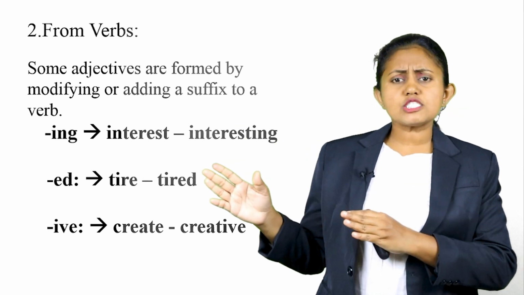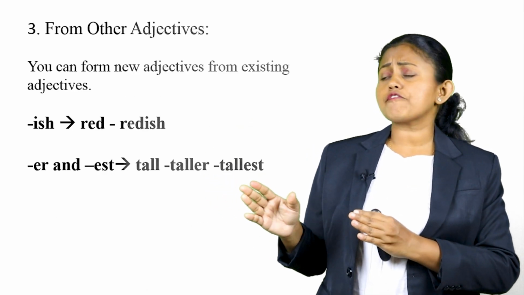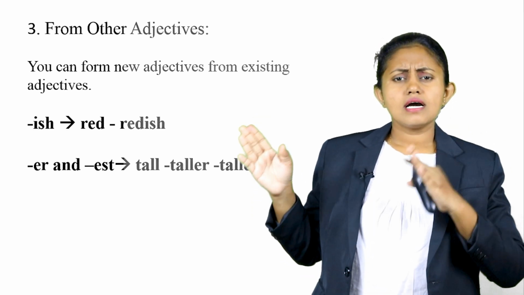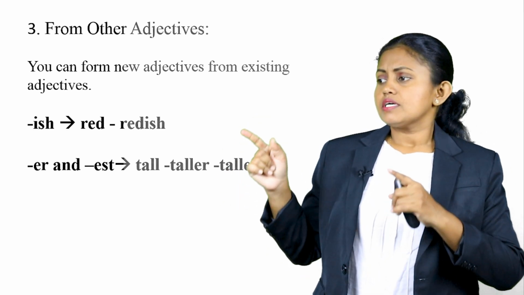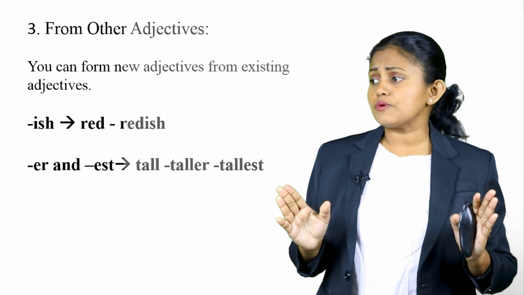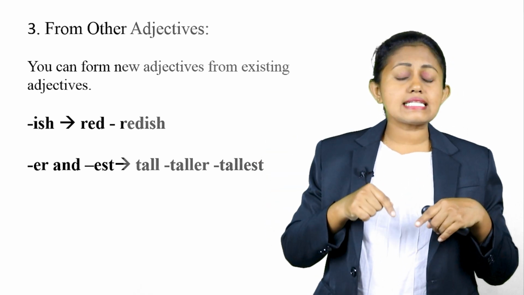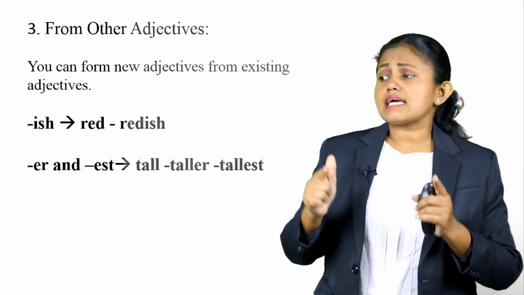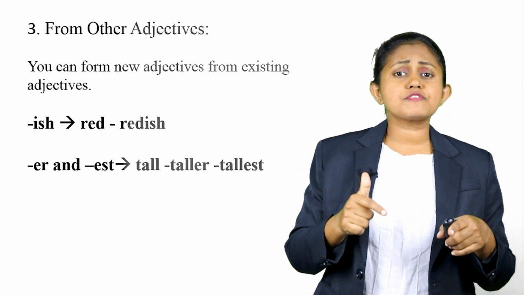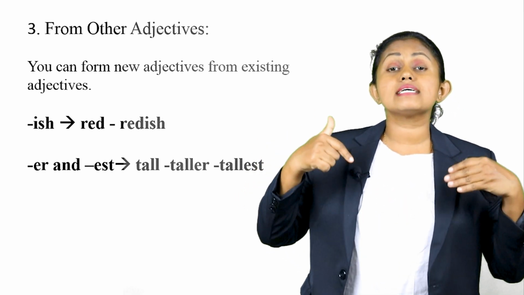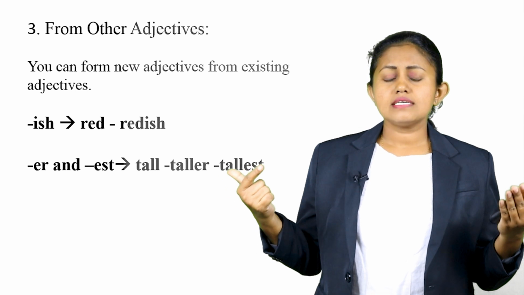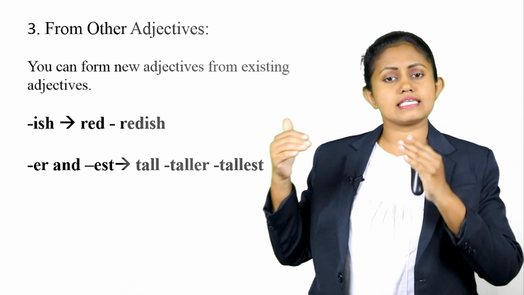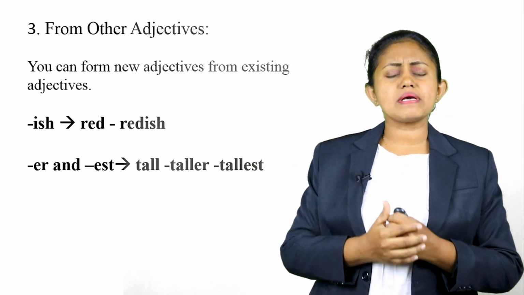Right? The next way of making adjectives is from other adjectives. Let's see how to do that. You can form new adjectives from existing adjectives. For example, you can add ish at the end of some adjectives and make another adjective. So, from an adjective, you can make another adjective. Let's see some examples.